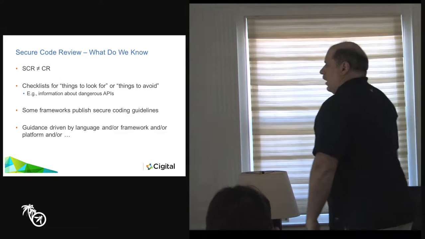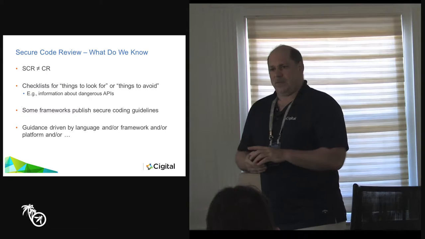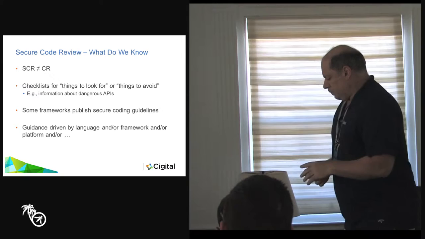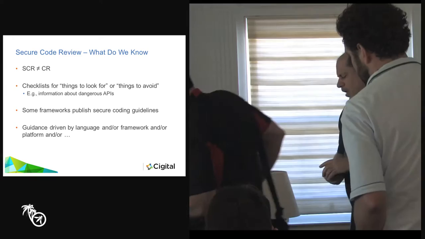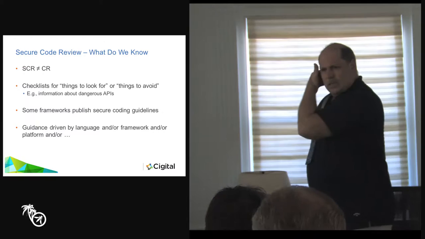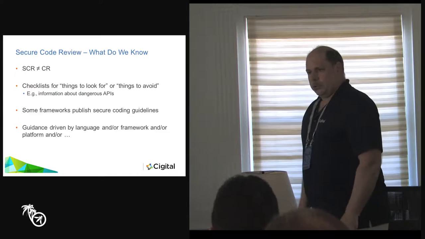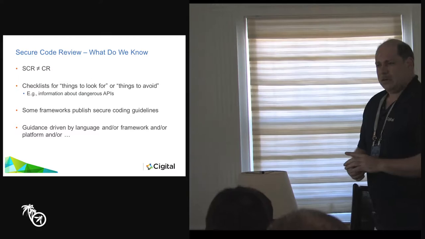Now, you may have things like checklists. Checklists are good for saying we want to look for these types of things, we want to avoid these types of things. So we can have these checklists for common gotchas, totally fine. Some of the frameworks we use publish secure coding guidelines, so it might be interesting if we can get a hold of those. In fact, we may even have some guidance that is driven by the language. There's things like CERT, which has some best practices for C, and they've got Java for sure. There's other published works for different languages. So there's information out there at the language level and at the platform level for things to do.